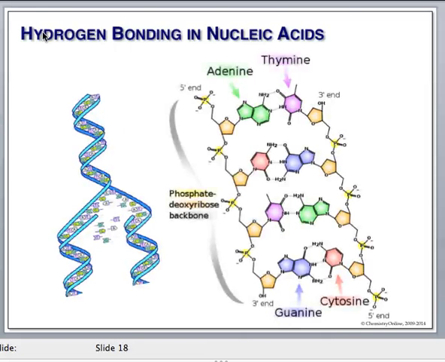Holding all this together, we have a phosphate deoxyribose backbone. Deoxyribose is just a sugar, except instead of an OH group here, we have a hydrogen. That's why it's called deoxy. And this is a phosphate backbone going up and down each chain. As these individual chains wind together, a very important thing happens. As we wind them up, we're squeezing out water.